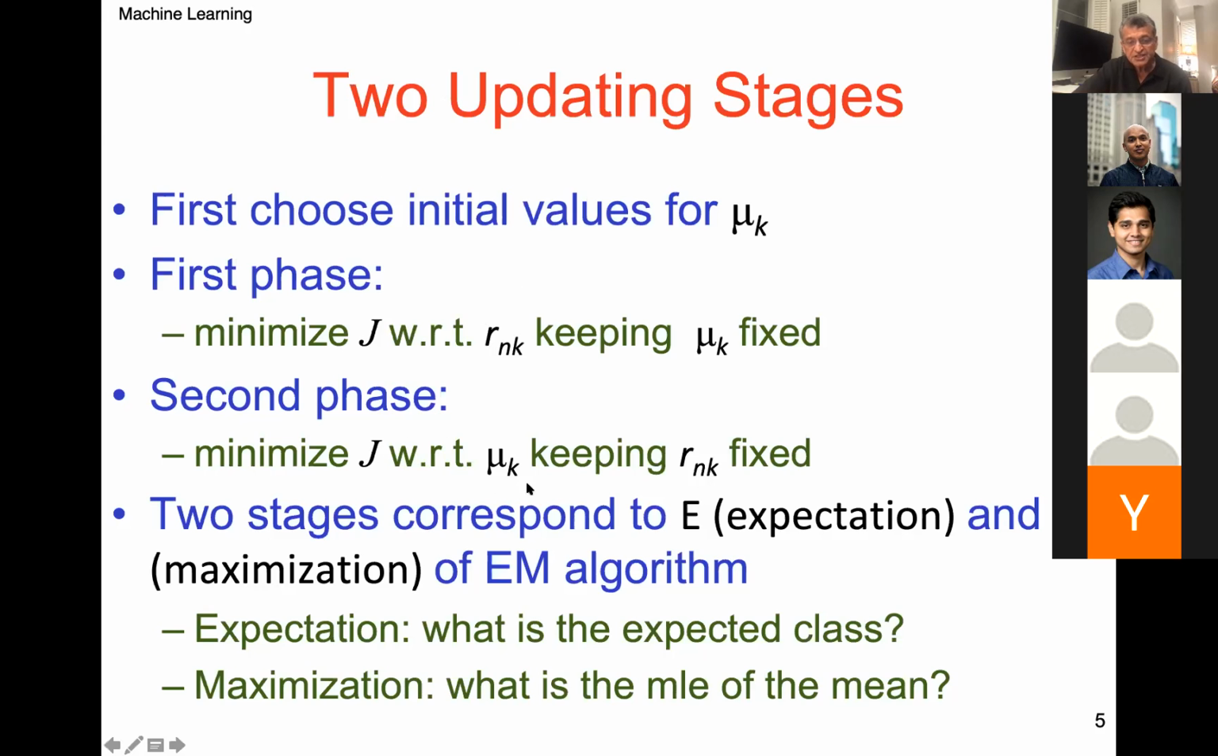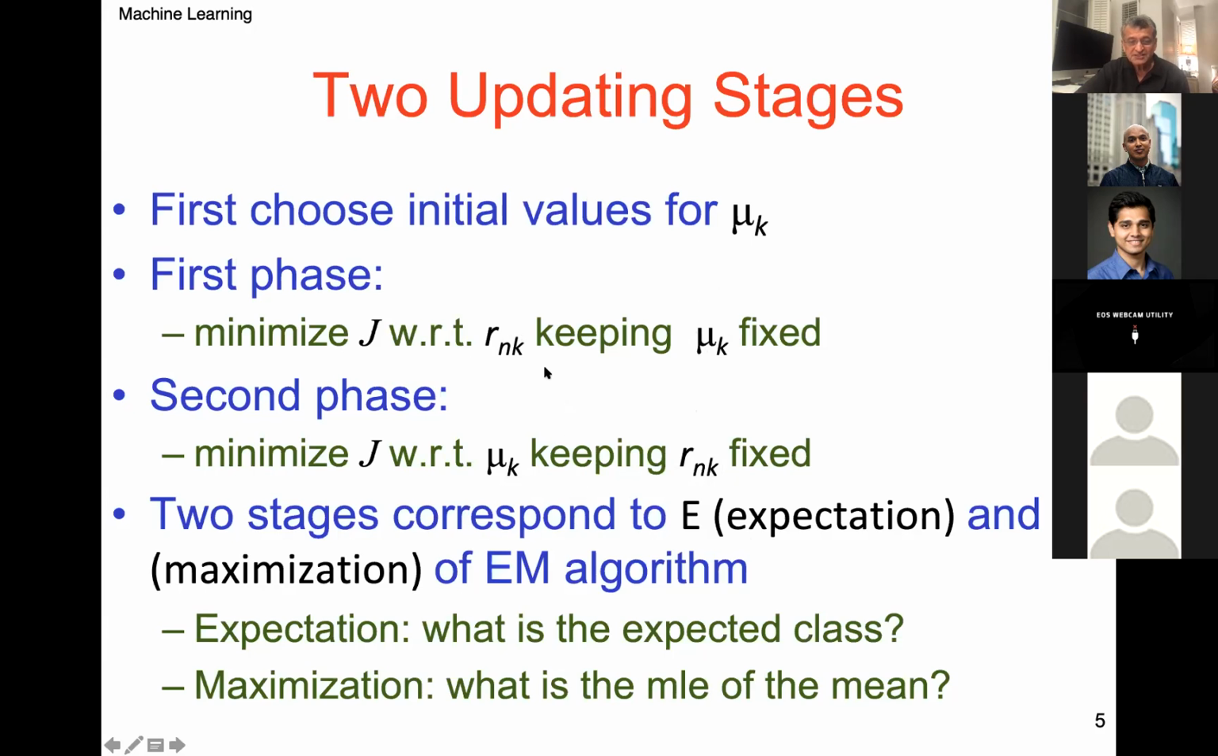Second phase is to minimize J with respect to mu_k, keeping r_nk fixed. So the second phase says, well, recompute the mean for that set now that you have assigned them to a particular class. What is the mean of that set? And then go back, because now you have found hopefully a better mean than what you had earlier on, because it was computed based on the assignments of these points. And then we iterate back and forth, right? First phase, minimize J with respect to r_nk, second phase, minimize J with respect to mu_k. Roughly these two stages correspond to what's called the E step of expectation maximization and the M step of expectation maximization.